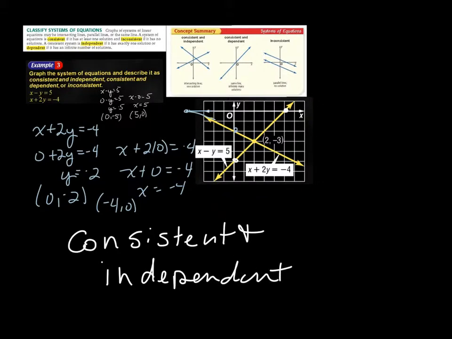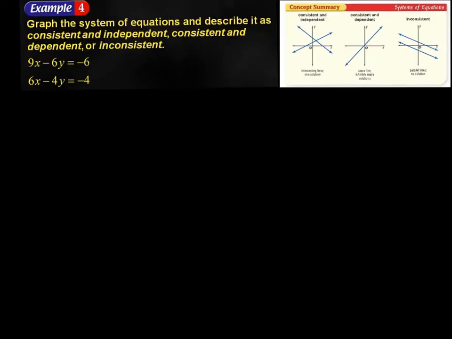If you're very intuitive, you know where we're going with the next two examples. I'm guessing this one will not be consistent and independent because the last one was. It's probably either going to be consistent and dependent or inconsistent, odds are. Okay, this is not a convenient one to do the x and y intercepts. I'm going to solve both equations for y.